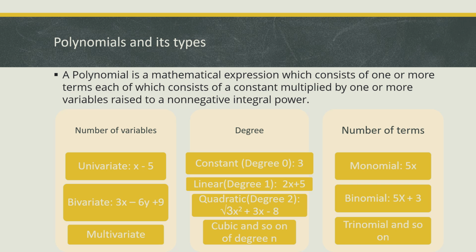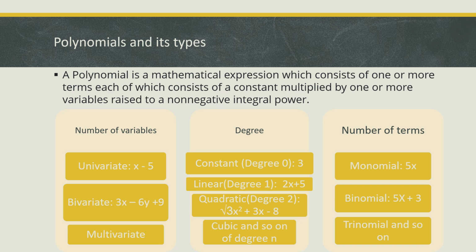First we will define a polynomial. A polynomial is a mathematical expression which consists of one or more terms, each of which consists of a constant multiplied by one or more variables raised to a non-negative integral power. For example, 3x² + 2x + 5.